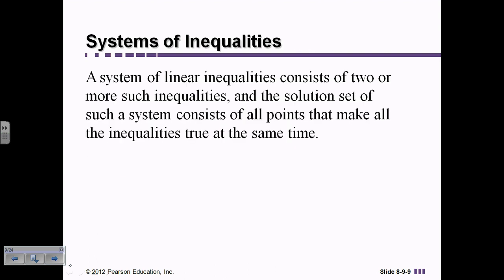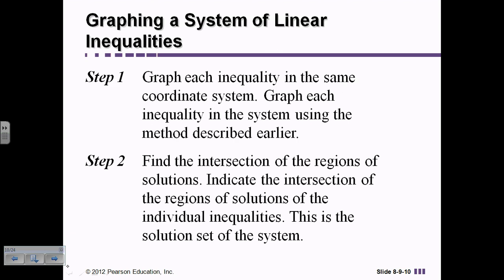All right, so with a system of inequalities, we're going to do the same thing that we did before, but we're going to graph two lines. We're going to graph each line, and determine the shading of each line. And then we're going to look to see where those shadings overlap. So we're going to graph each inequality using the same method as before, graph it and shade, and then look to see where the regions overlap in their shading. The overlapped region is the solution to the problem.